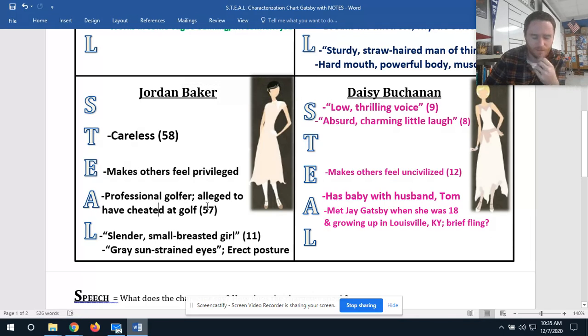And on page 57, Nick remembers this thing where in a magazine or a newspaper, somebody wrote about Jordan moving the golf ball on the putting green during a professional golf match.